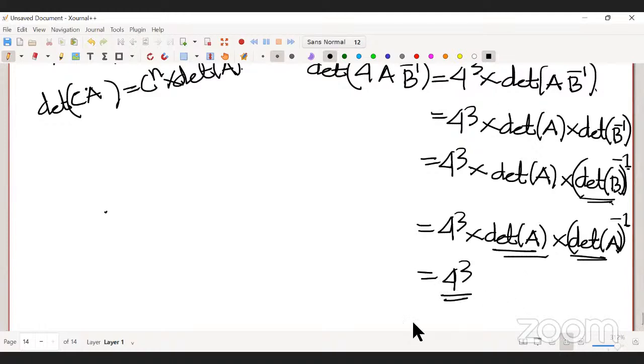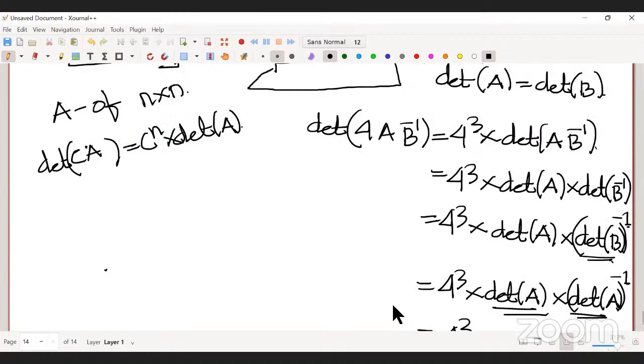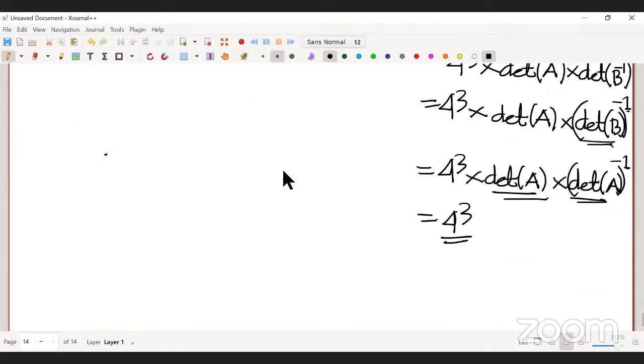Clear? Yes, sir. Okay, any other doubt? Sir, can you explain triangular matrix? Yeah, okay.